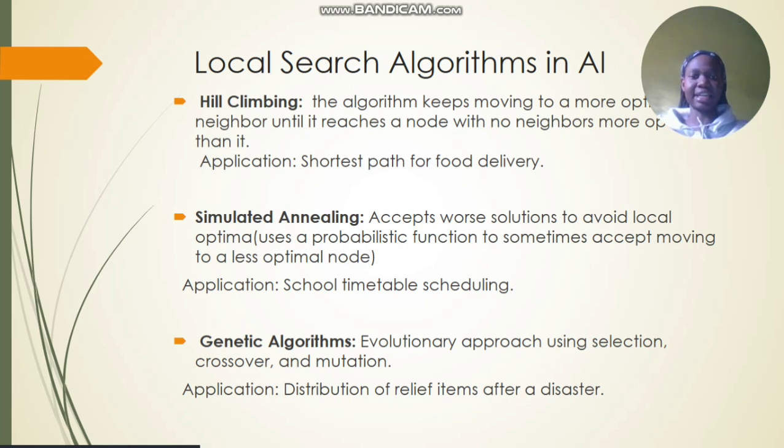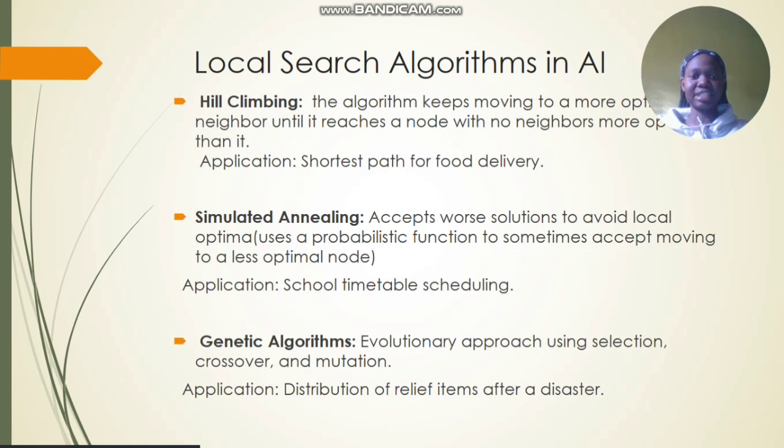Then we have simulated annealing. It allows the algorithm to accept worse solutions to avoid local optima. An example is school timetable scheduling, whereby a teacher or a lecturer cannot be allocated to classes to teach at the same time.